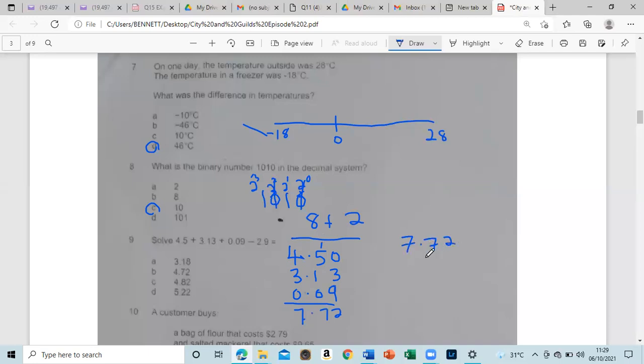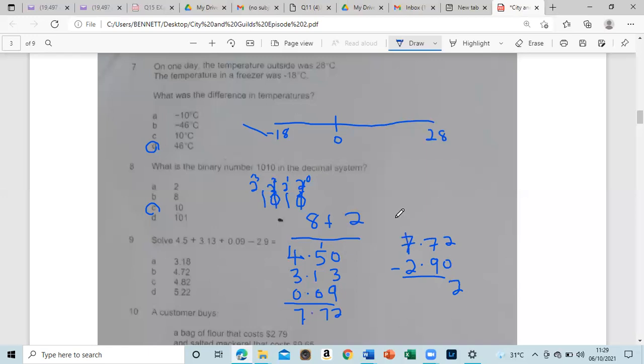Minus 2.9. The decimal point must be on a decimal point, all right? So we're just gonna put 0 to hold the space because 2.9 and 2.90 is the same thing. But remember, we are subtracting now. 0 from 2, leave 2. 9 from 7, you can't.